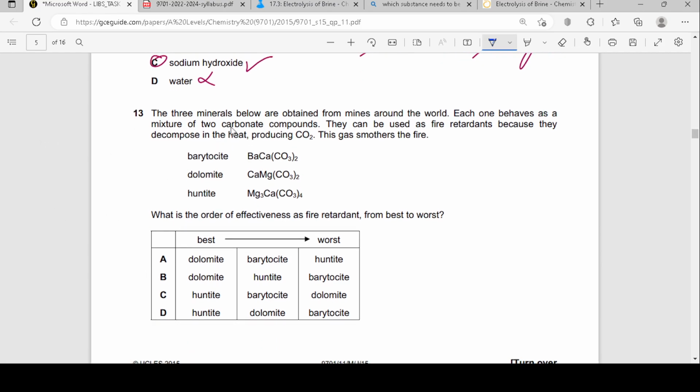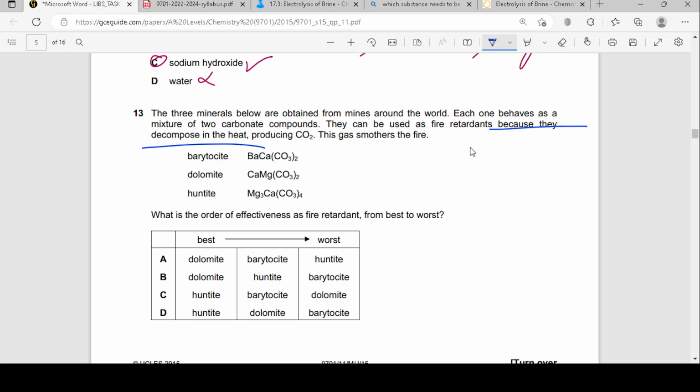Now, next question. The three minerals below are obtained from mines around the world. Each one behaves as a mixture of two carbonate compounds. They can be used as fire retardants because they decompose in the heat, producing CO2. This gas smothers fire. So what is the order of effectiveness as fire retardant from best to worst? The best fire retardant would be the one that decomposes in the heat most easily.